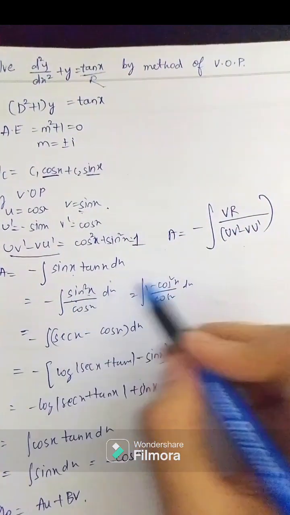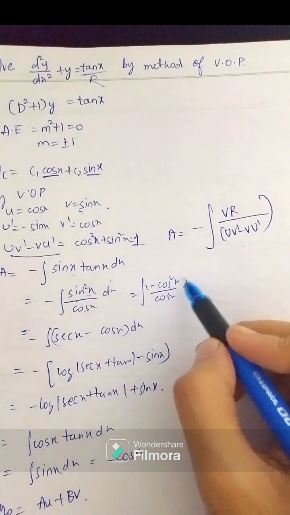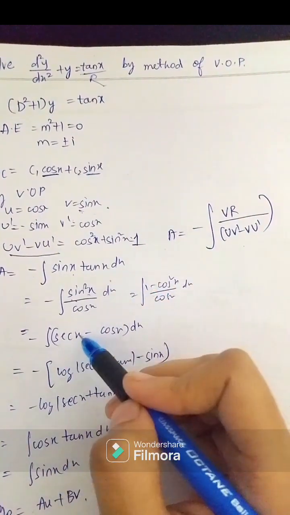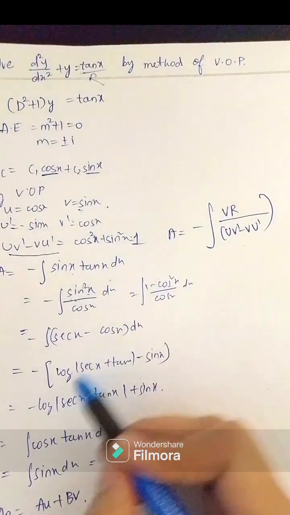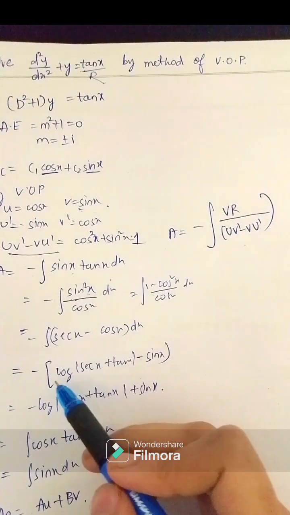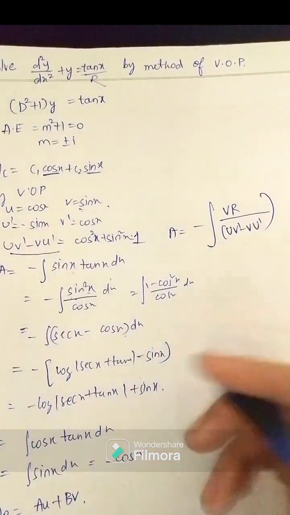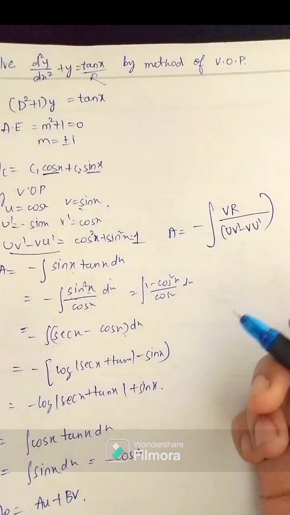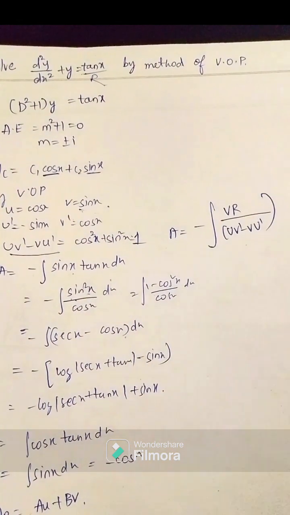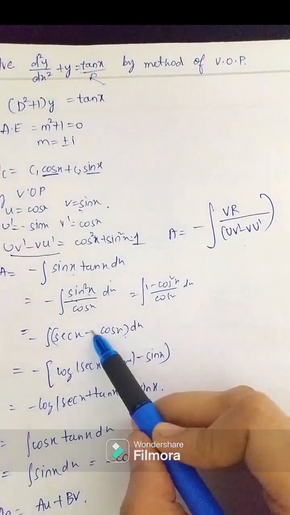And then this becomes secant x minus cos x. So the integral of secant x is log mod secant x plus tan x. And the integral of cos x is sin x only; because minus is there, we wrote it. So this is how you find A and you find B.